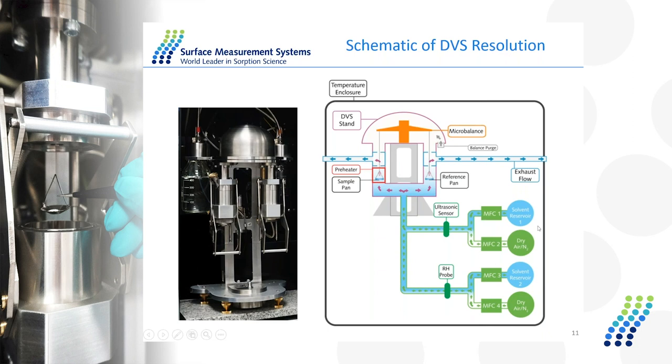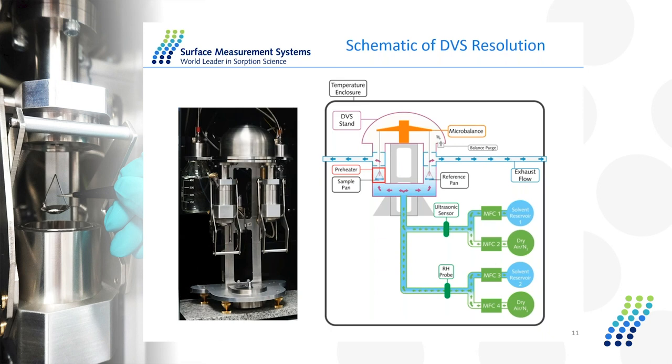And we use the Rotronic probe for the water and a spill of sound sensor for the organic vapor to ensure the actual generation is matching with the target partial pressure. And the system can also be equipped with a preheater at the bottom of the sample pan to allow the precondition of the sample at a higher temperature in situ before the experiment.